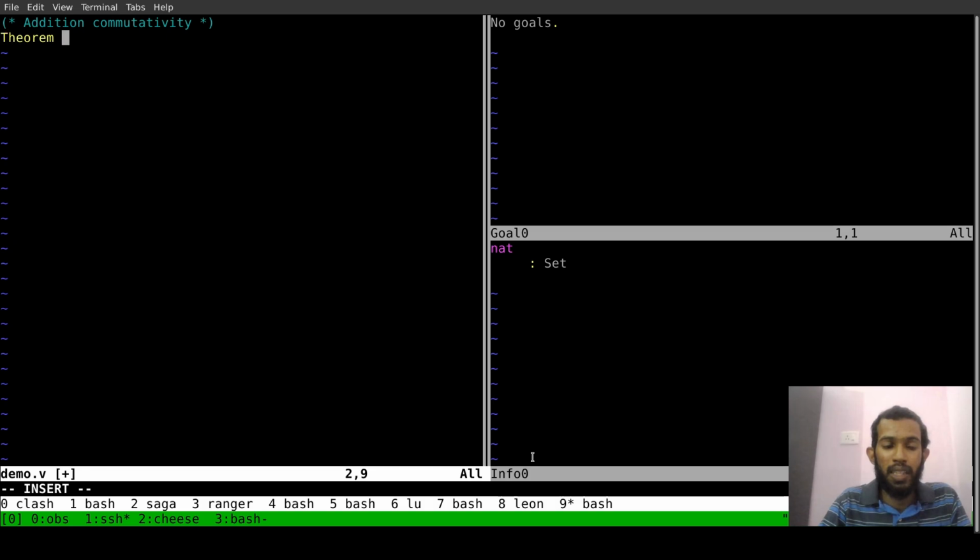So I can do that with Theorem. Now I have to give a name for the theorem. Let's say add_com. Alright, now I will state the theorem. I will say that for all two natural numbers, I'm naming them a and b, a plus b is the same as b plus a. That is what commutativity means, right?